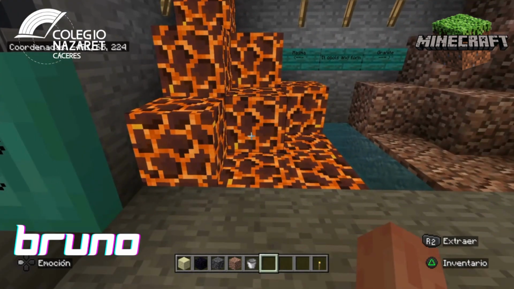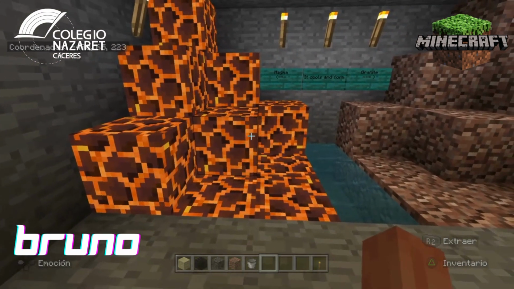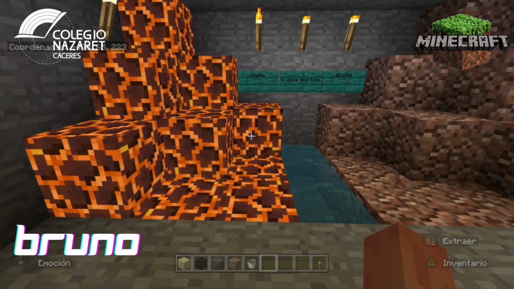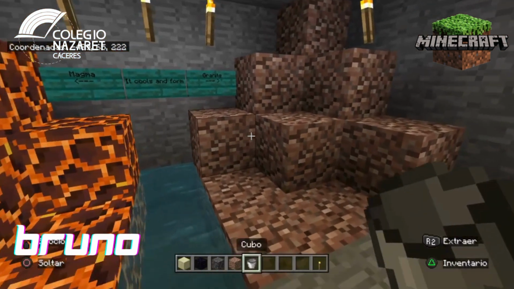Plutonic rocks, or intrusive rocks, are those that form from slow cooling at great depth in large masses of magma, such as granite.